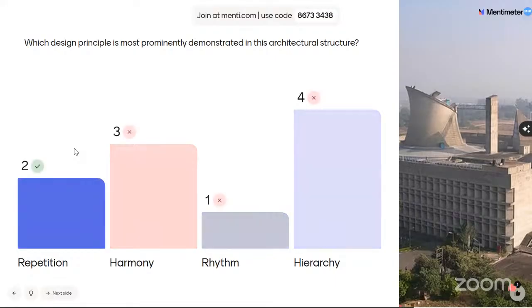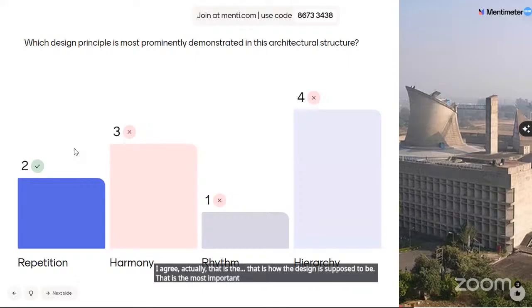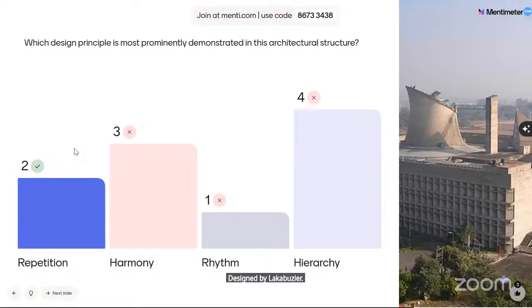And the answer is, okay, hierarchy. Four people feel it's hierarchy. I agree. Actually, that is how the design is supposed to be. That is the most important part, which is shown on the terrace. This is the Legislative Assembly building at Chandigarh, designed by Le Corbusier. It's a very, very important building. If you study architecture or design, you will definitely go and see this place.